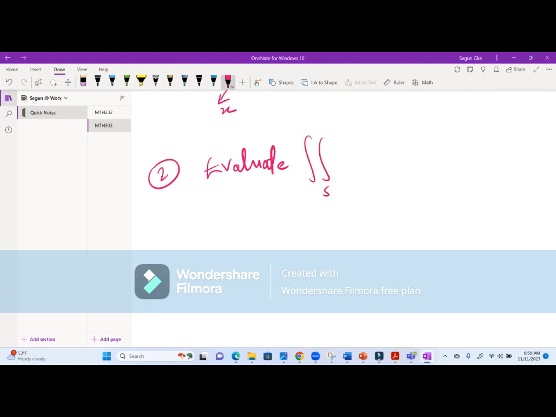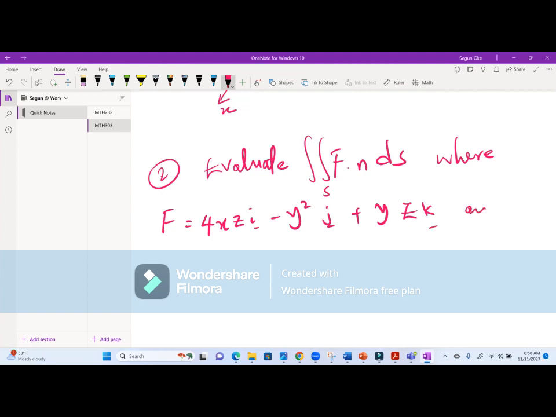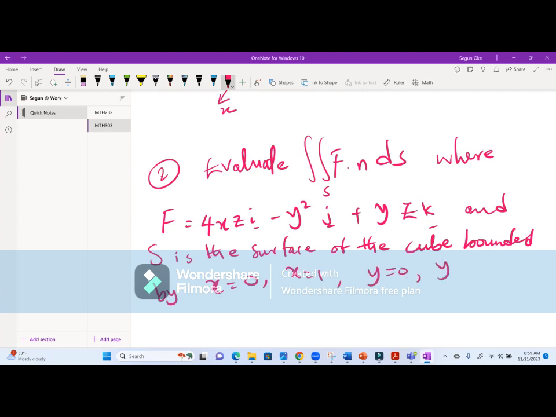Evaluate the integral of F dot n dS, where vector F is equal to 4xz i minus y squared j plus yz k, and S is the surface of the cube bounded by x equals 0, x equals 1, y equals 0, y equals 1, z equals 0, z equals 1.